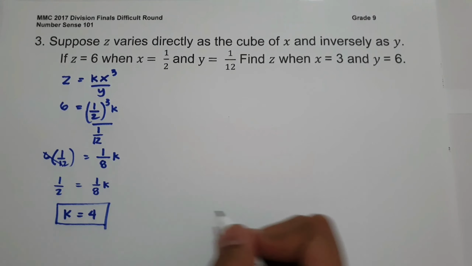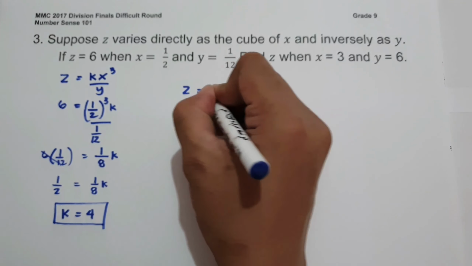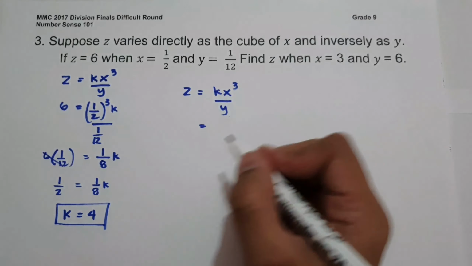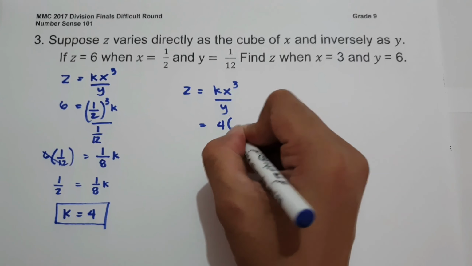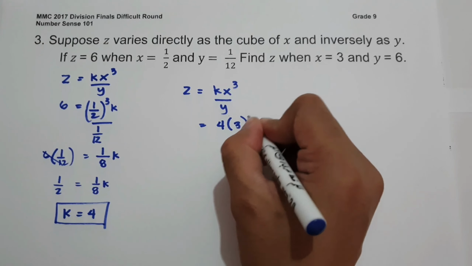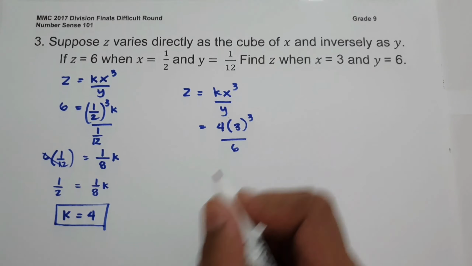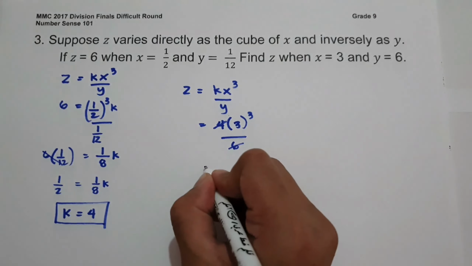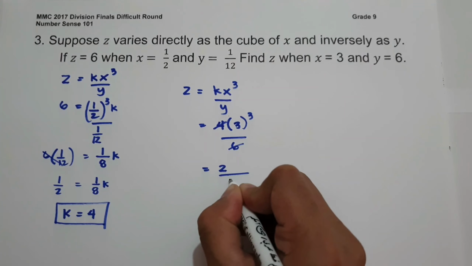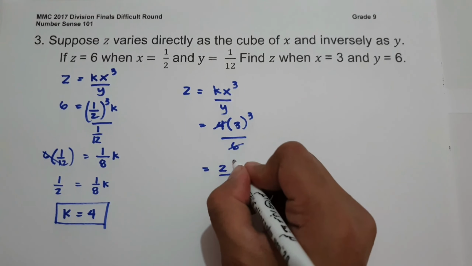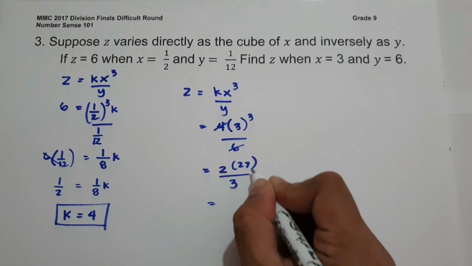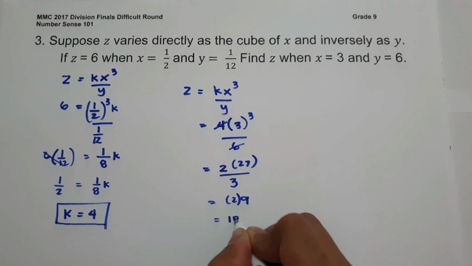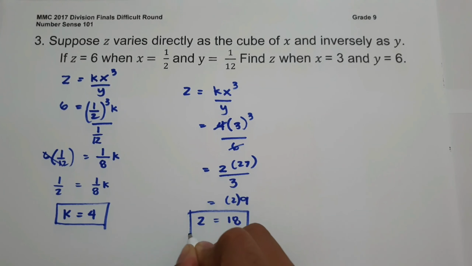And let us use this one to find the value of z. So let us have z equals k x cubed over y. Since k, that is 4, and then x, that is 3, and then cube over y, that is 6. So we can cancel 4 and 6 because they are divisible by 2. So 4 becomes 2 and 6 becomes 3. And 3 cubed, that is 27. 27 divided by 3, that is 9 times 2, that is 18. So the value of z is 18, and this will be our answer.